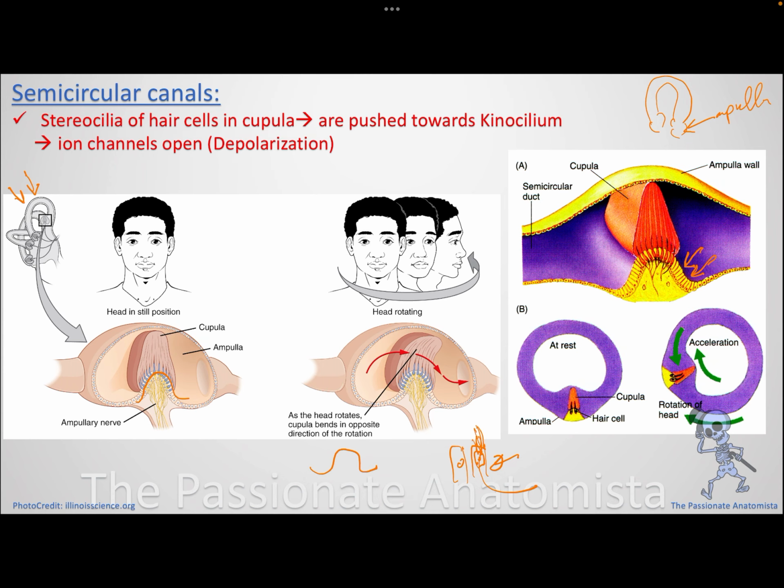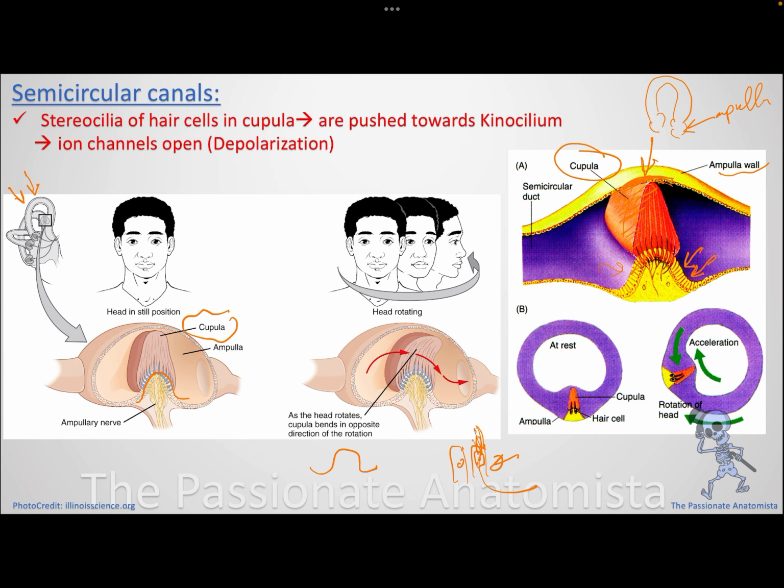But what about the cupula then? The cupula is the gelatinous substance that is going to fill in the space between your ampullary wall and the crista ampullaris. But what does cupula mean in Latin? Cupula means communication. It's the connection between stuff. So because my ampullary wall is far away from the crista ampullaris, the cupula is the gelatinous substance that fills in the space between the ampullary wall and the crista ampullaris.